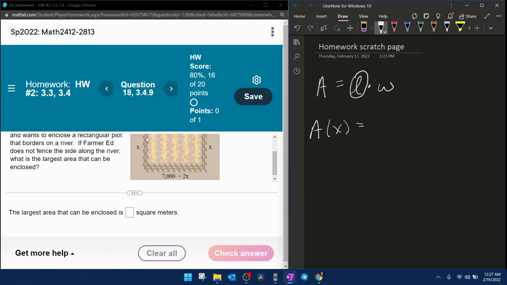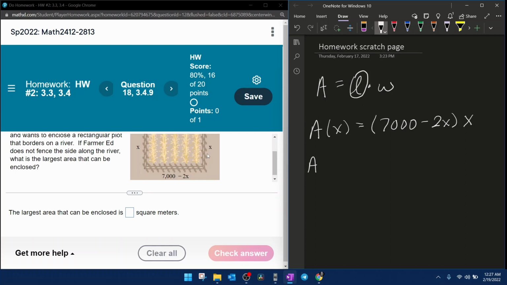Okay, so now think about this. Whatever the length of these 2 sides, there's going to be 2 of them. So that's where the 2x comes from. And then to get the remaining length, you subtract those 2 lengths from your total amount of fencing. So just in case they don't give you this information, you can come up with this. So in our area function, the length is going to be 7,000 minus 2x. The width is going to be this distance here, which is just x.